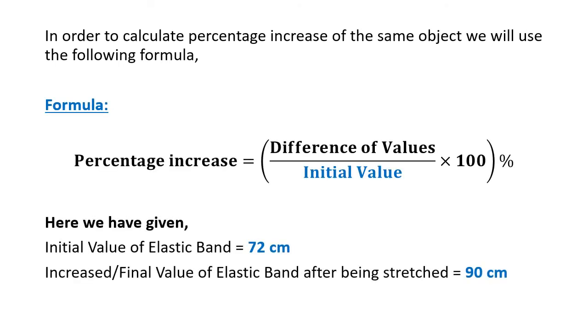In order to calculate percentage increase of the same object, we will use the formula for percentage increase. To use this formula we will require the difference of values. Here we are given the initial length of the elastic band equals 72 cm, and the increased or final length of the elastic band after being stretched is 90 cm.